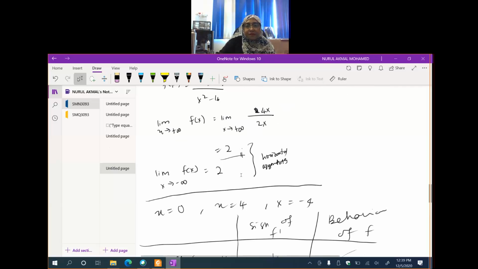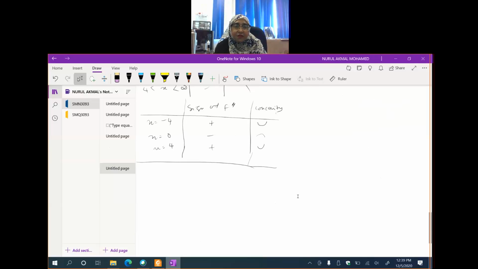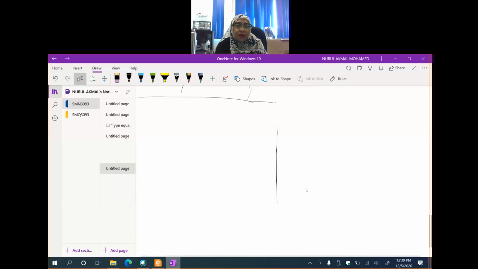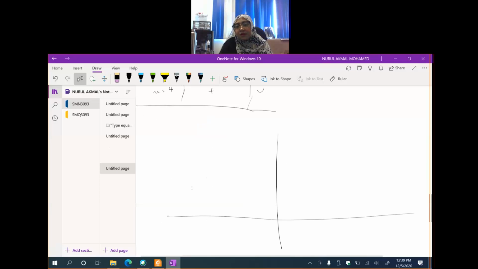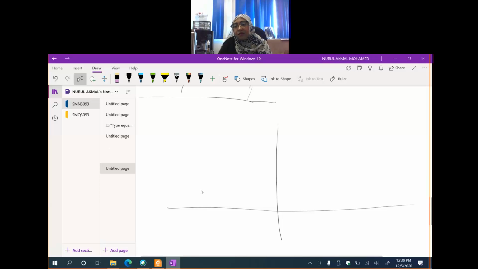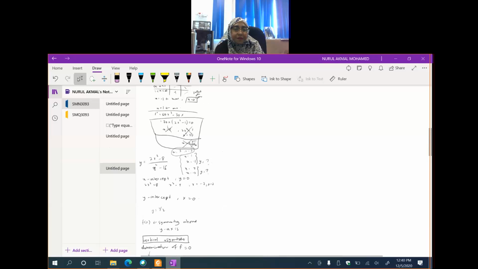So, okay, let's draw the graph. So we know that the graph is symmetric. And then let's plot several points. So -4, and then you have -2 as well. And here is +2, and this is 4. And obviously you have 0.